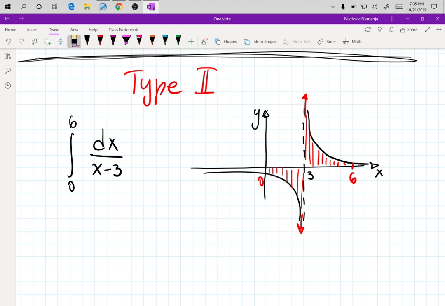The next one is plug in 6 first, so it's going to be plus ln of 3. Again, same, right? Plug in 0. 0 minus 3 is negative 3. Absolute value of negative 3 is positive 3. And then we have minus the limit of ln of absolute value of a minus 3. So now my question to you is, what is this limit here, knowing that the graph of ln looks like this?